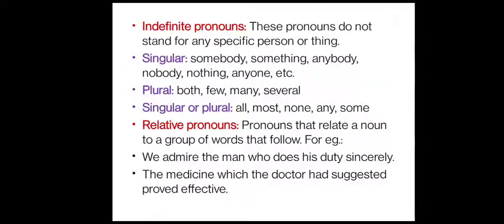Now let us see the example of plural form. So both, few, many. If the object is more than one in a sentence and it is unspecified, we are going to use words like both, few, many, several, like this. Now words which are used for both singular and plural are all, most, none, any, some. Okay children, now let us talk about the next category of pronoun, that is known as relative pronoun.